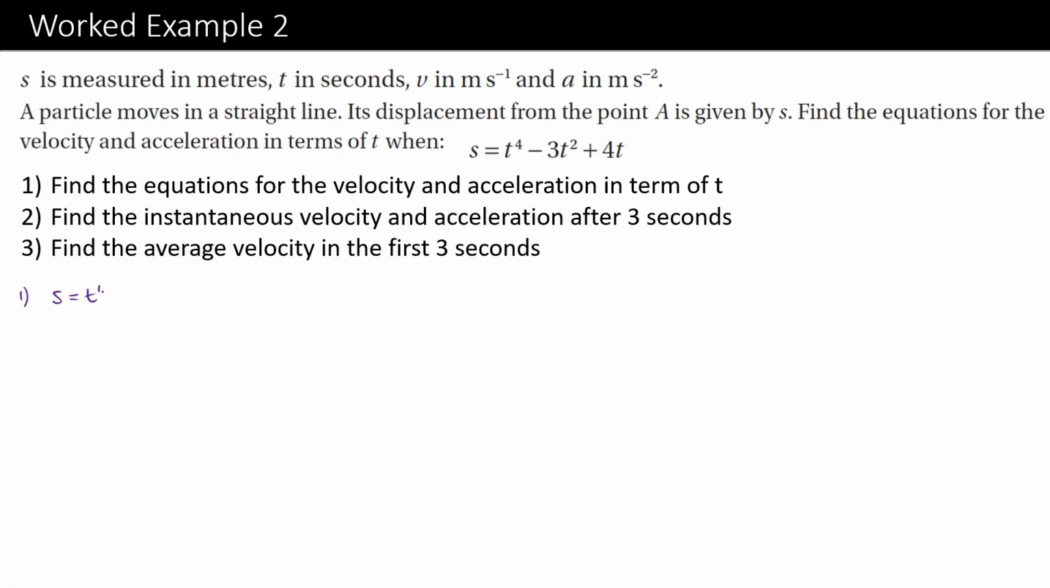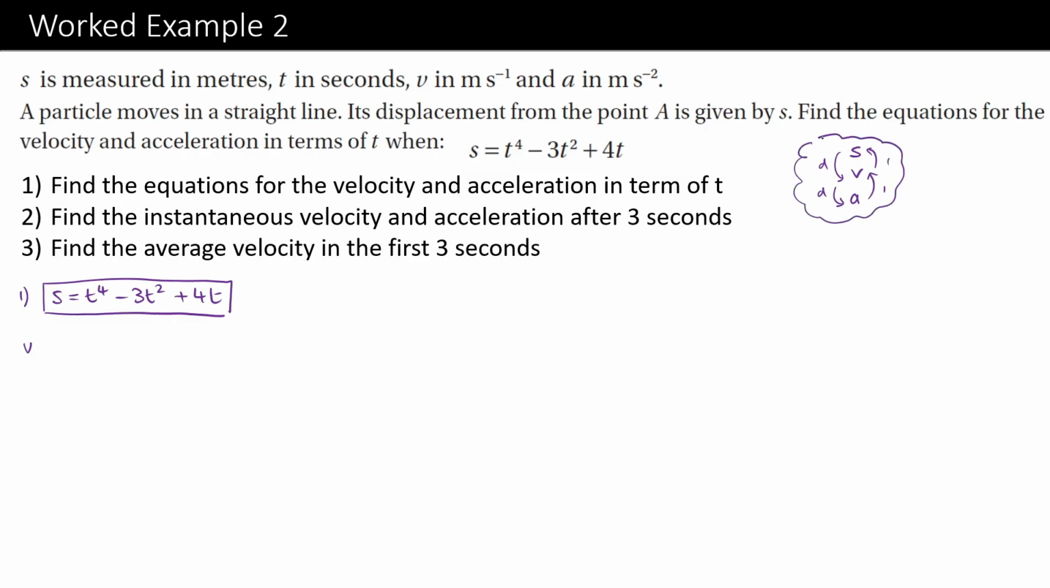So s equals t to the power of 4 minus 3t squared plus 4t. Again, put a little box around that so we can make it obvious that that's the formula for s. Then to work out v, let's start by writing out s, v, a, so we know what we're doing.